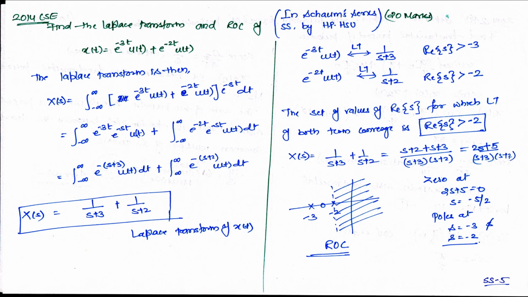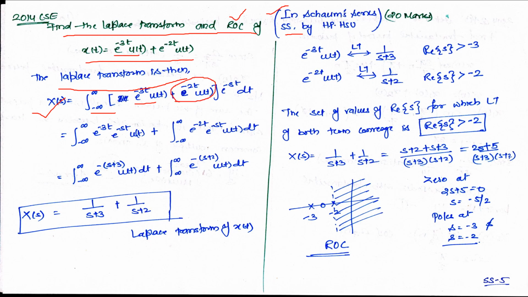Now the next question is, find the Laplace transform and ROC of this equation. ROC is the region of convergence. Such kinds of questions are available in the Schaum's series. So we will write the Laplace transform equation. X of s is the integral from minus infinity to infinity of e power minus 3t, that is the question, into u of t, and again the second part of the question, that is e power minus 2t u of t, and this is the Laplace transform's basis function, that is e power minus st dt.